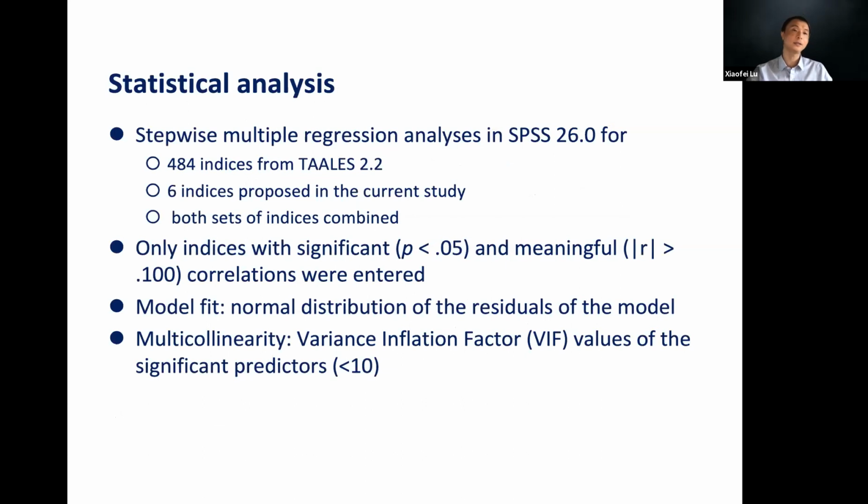For analysis, we performed stepwise multiple regression analysis. We performed three analyses, one using 484 indices from TAALES, which included different categories of indices, then the 6 proposed in the current study, and then everything combined. We would only enter an index into the model if it's significant and meaningful. Then we examined whether the residuals of the model were normally distributed to see whether the model is a good fit. We also checked multicollinearity by looking at the VIF values and made sure that everything would be smaller than 10 for the significant predictors.